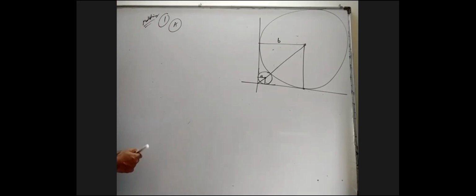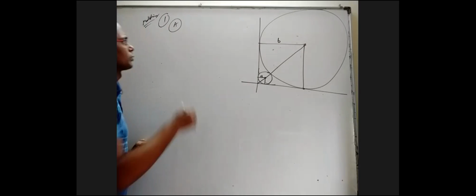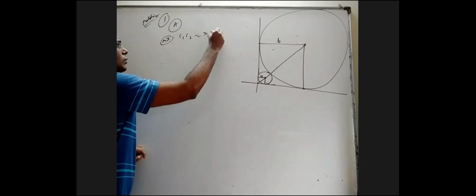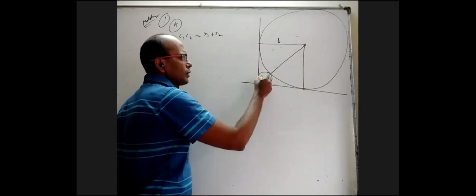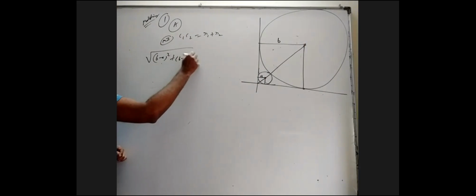Okay, so we can use C1 C2 equal to R1 plus R2 that way, or just from the figure you can do it. So method 1, C1 C2 equal to R1 plus R2. This center is A comma A, this center is B comma B. So the distance will be root over B minus A whole square plus B minus A whole square.